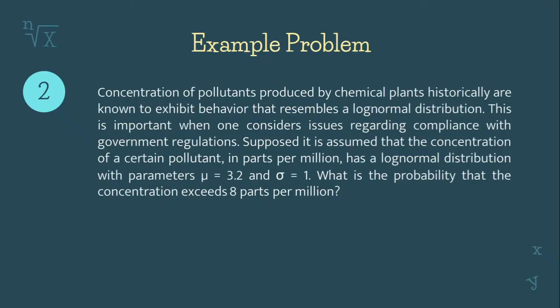Example problem number 2. Concentration of pollutants produced by chemical plants historically are known to exhibit behavior that resembles a log-normal distribution. This is important when one considers issues regarding compliance with government regulations. Suppose it is assumed that the concentration of a certain pollutant in parts per million has a log-normal distribution with parameters mean equals 3.2 and standard deviation equals 1. What is the probability that the concentration exceeds 8 parts per million?